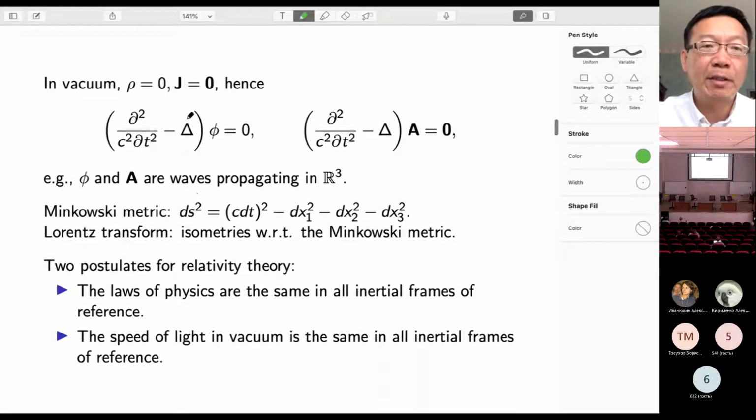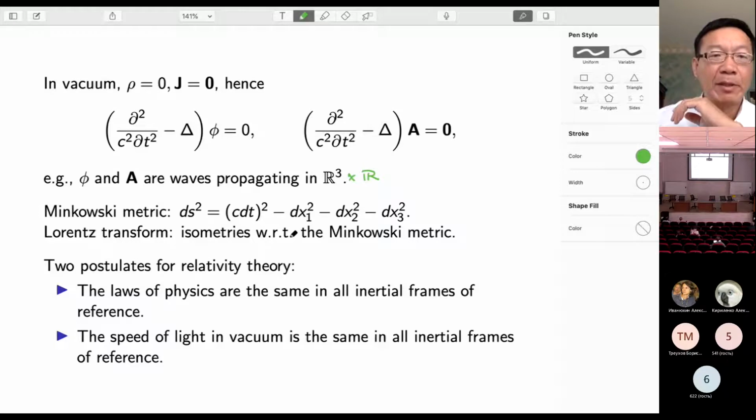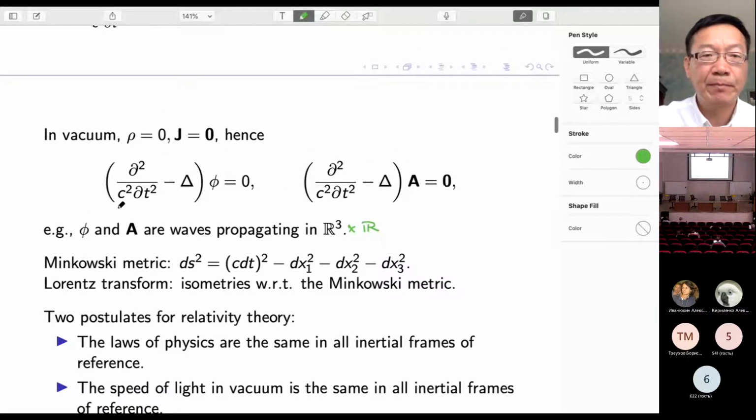Now, we will be mostly concerned with the vacuum, where the density and the current are 0. And as I just mentioned, the solutions are waves. So they are propagating in R3 times time, that is another dimension. The Minkowski metric for this space is given by this metric form. And the Lorentz transforms are basically isometries that preserve this Minkowski metric. And if you see the equation here, this is preserved by the Lorentz transform.